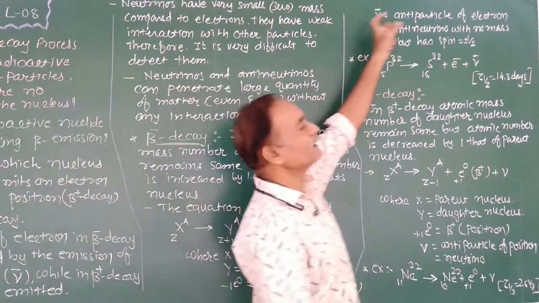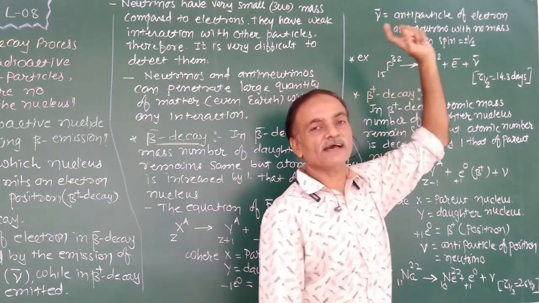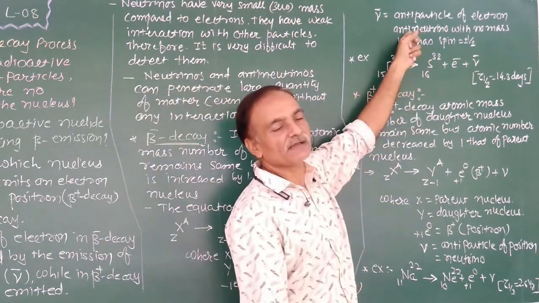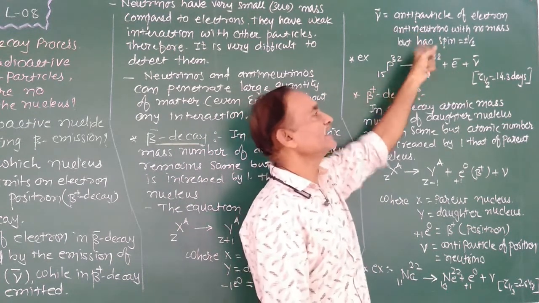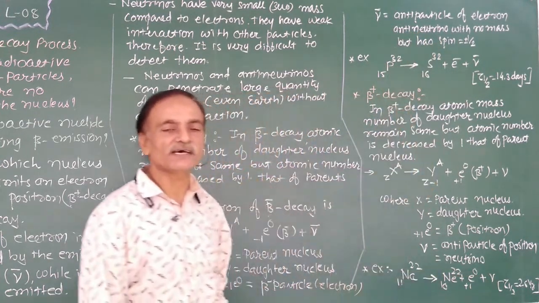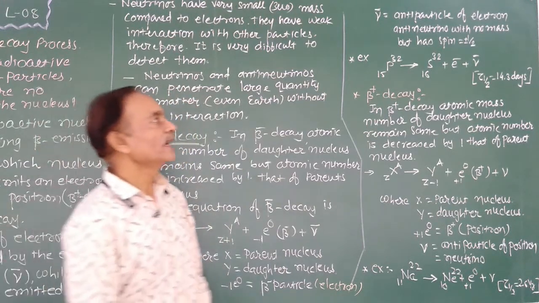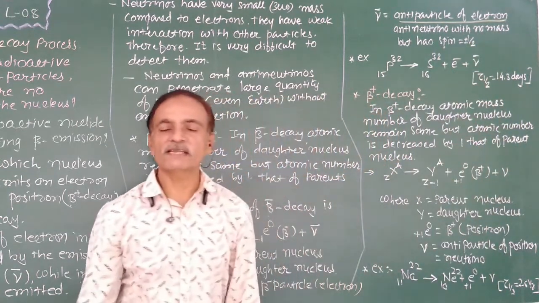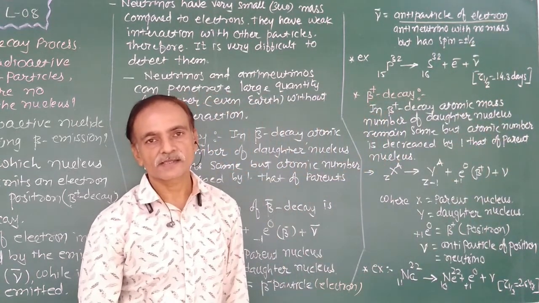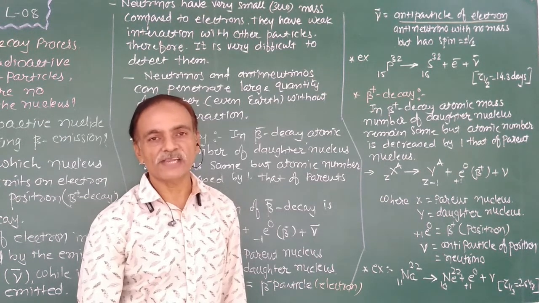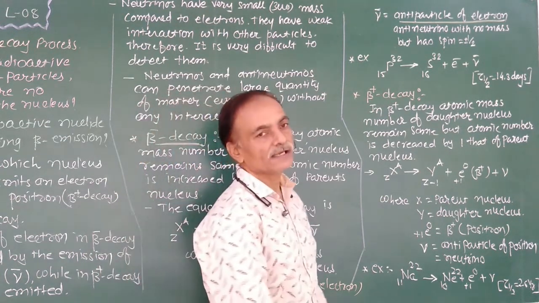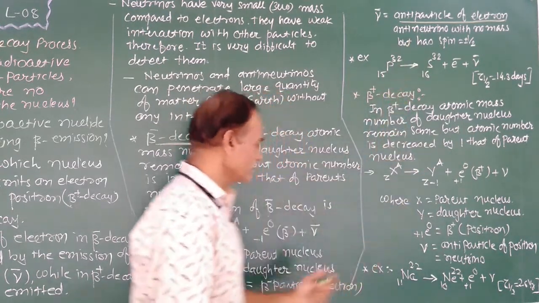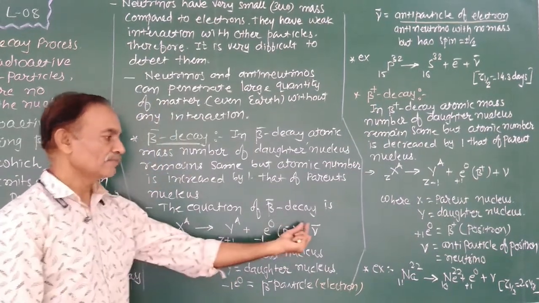Right, the anti-particle of the electron is the anti-neutrino. The mass of the anti-neutrino is very small, effectively no mass, but it has a spin equal to plus or minus 1/2. The anti-neutrino is the anti-particle of the electron. This is frequently asked as a 1-mark question. The anti-particle of the electron is the anti-neutrino, right? And the symbol of the anti-neutrino is nu bar.